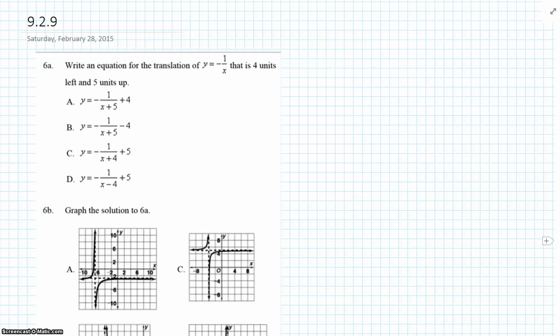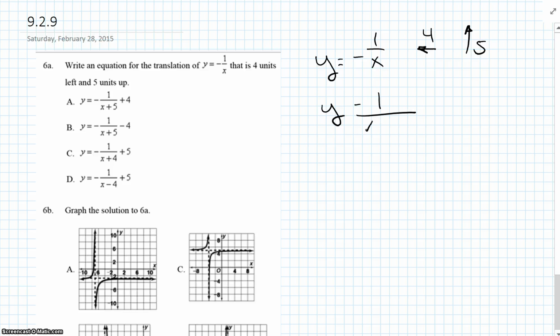Okay, 6a. Write an equation for translation of y equals -1 over x that is 4 units to the left and 5 units up. So that'd be -1 over x. Our h is going to go to the left. So we're going to say minus -4, so x plus 4. And then 5 units up, plus 5 on the outside. So the answer is C.